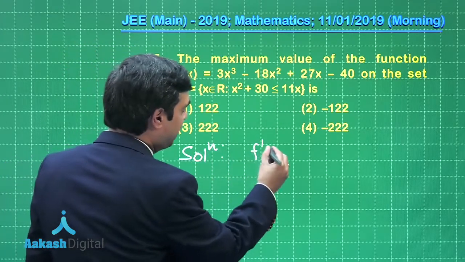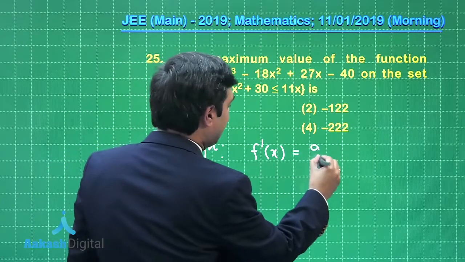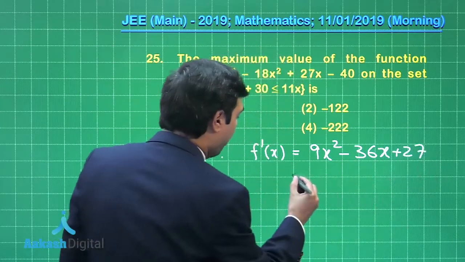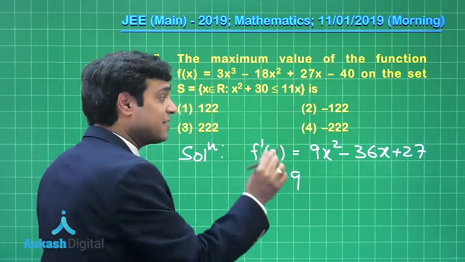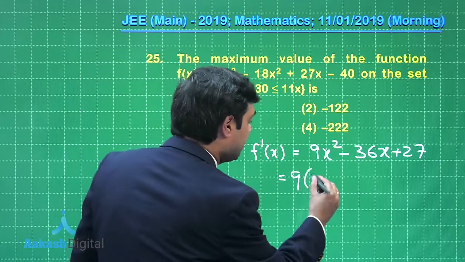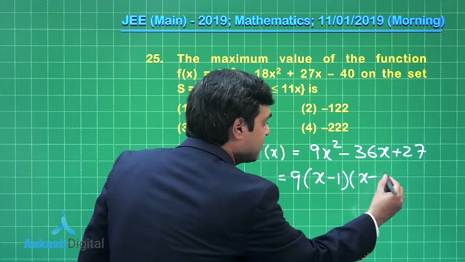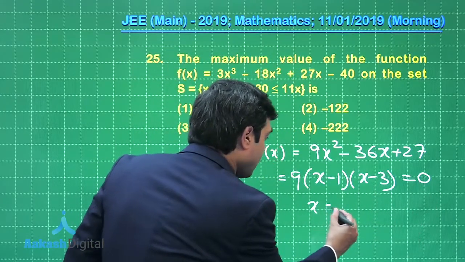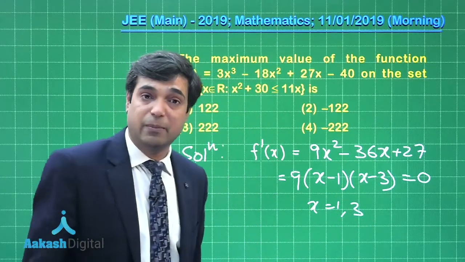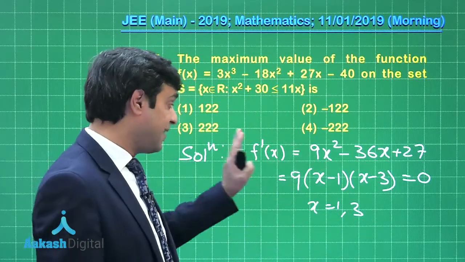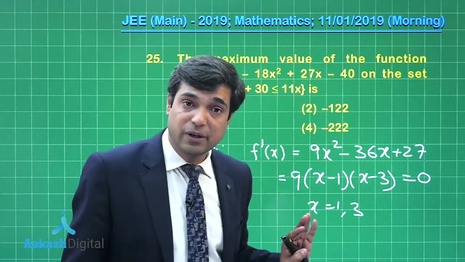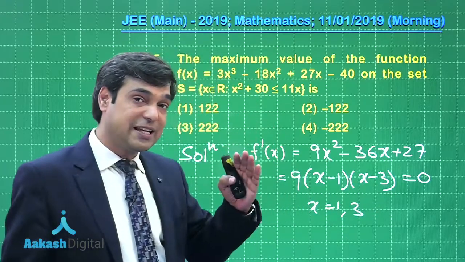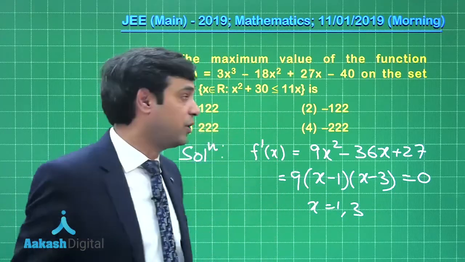First we find the derivative of this function, which gives us 9x² − 36x + 27, or we can write it as 9 times (x² − 4x + 3), or simply (x − 1)(x − 3). If we say this is equal to 0, we obtain x equals 1 and 3 as the points of maxima and minima, right. Now, when x is less than 1, I can see this expression is positive. When x is between 1 and 3, I can see this is negative. So, the derivative is changing sign from positive to negative, that is a point of maxima.